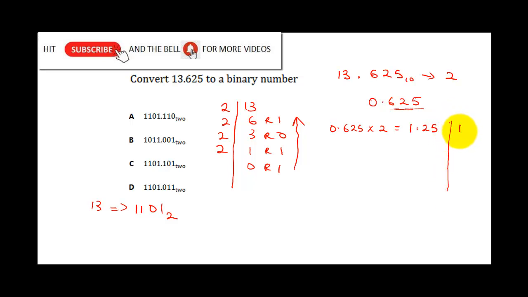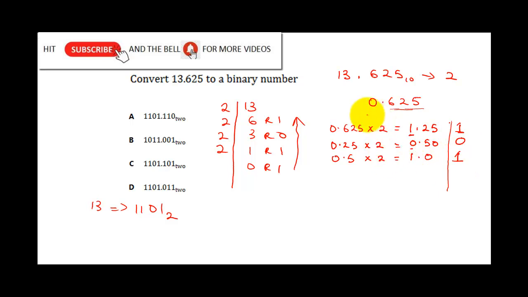But in this case, we are going to take the 1, and we'll bring back the 0.25 and multiply it again by 2 until we get 0. So we'll keep the 1 here. Now 0.25 multiplied by 2 is going to give us 0.50. So now we're going to take the 0. We'll bring back 0.5, multiply it again by 2. So when you do 0.5 multiplied by 2, you're going to get 1.0. So we're going to take the 1.